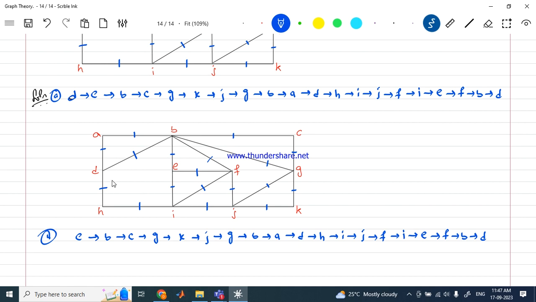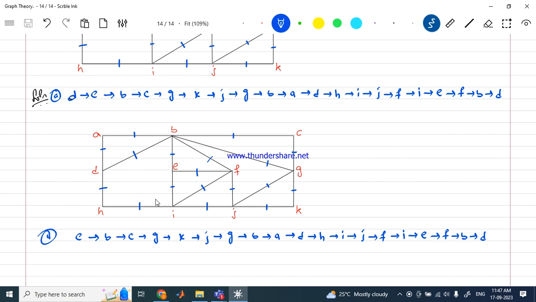If you want, I can just try that. E to B, B to C, G, K, J, G, B, A, B, A, D, H, I, J, F, I, E, F, B, D. So this becomes an Euler trail because it covered all the edges exactly once, started with E and ended with D. So this will give us an ED trail and a DE trail.